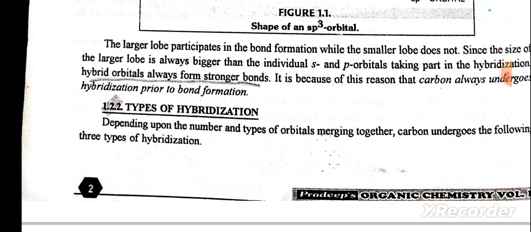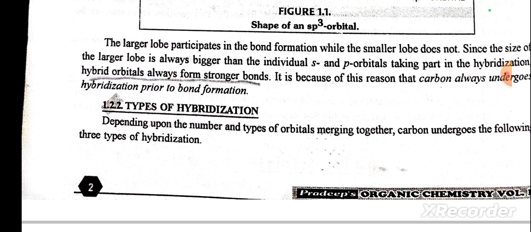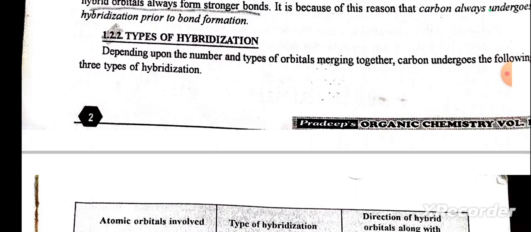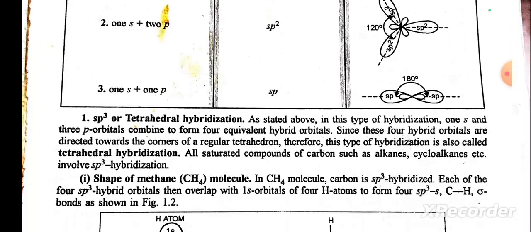Since the size of the large lobe is always bigger than that of the individual s and p orbitals taking part in the hybridization, hybrid orbitals always form stronger bonds, and it is for this reason that carbon always undergoes hybridization prior to bond formation. The type of hybridization depends upon the number and the type of orbitals merged together. Carbon undergoes the following three types of hybridization.